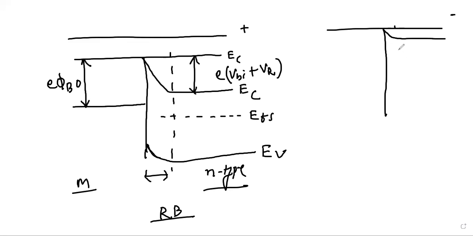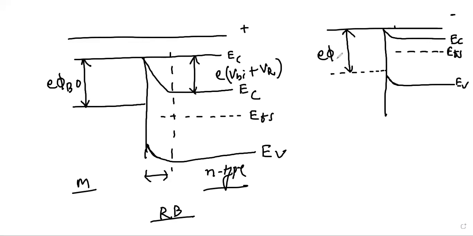So the Fermi energy level will be a little up here. Fermi energy level of the semiconductor, conduction band of the semiconductor, band bending of the valence band is here. Okay, and the Fermi energy level of the metal is as it was earlier, so it remains the same, right?